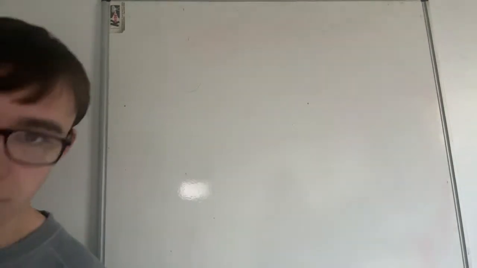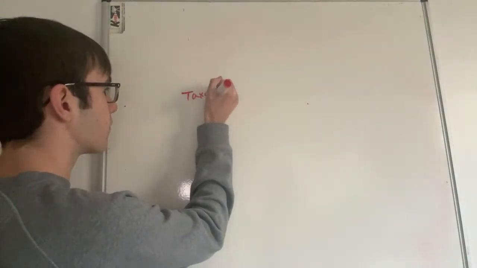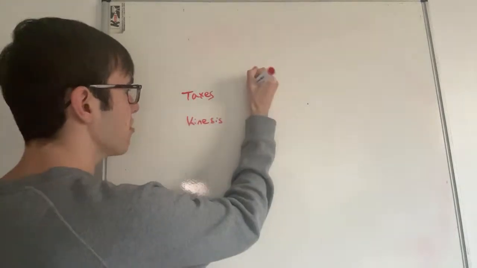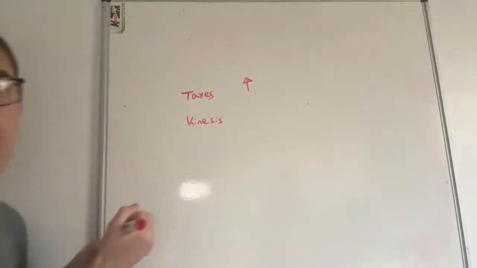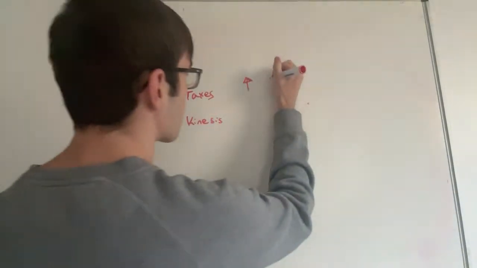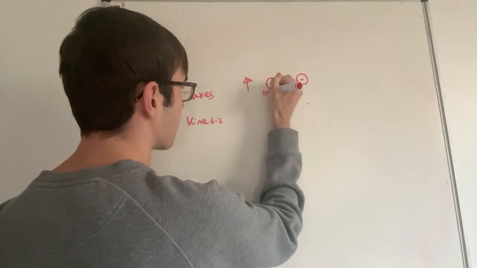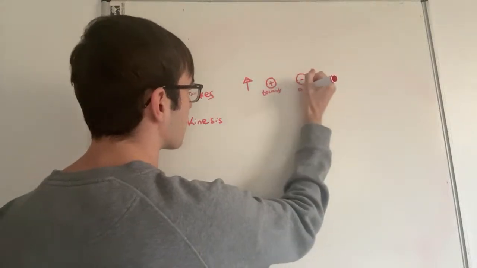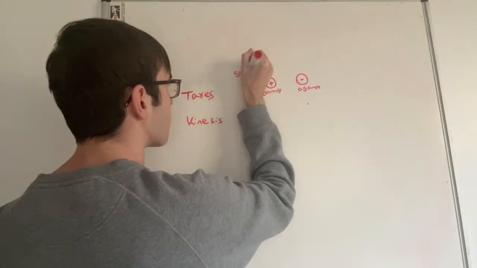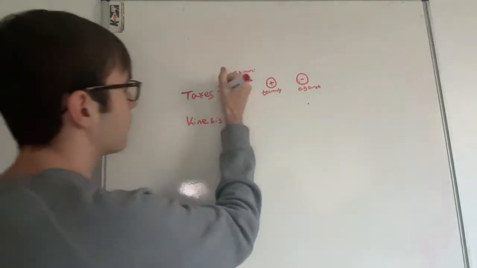So, literally two very easy definitions. Taxis is directional movement towards or against a stimulus. If it's towards, it's positive. If it's against, it's negative. So that is, right there, definition number one.